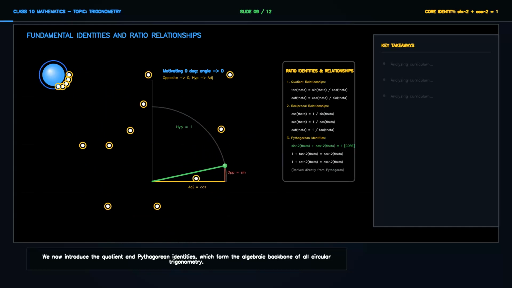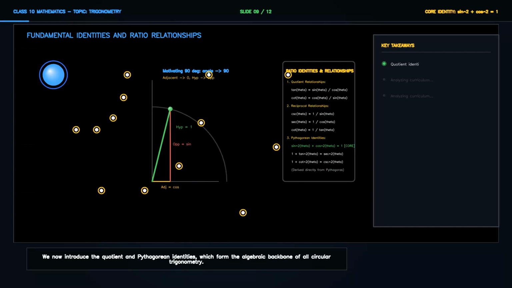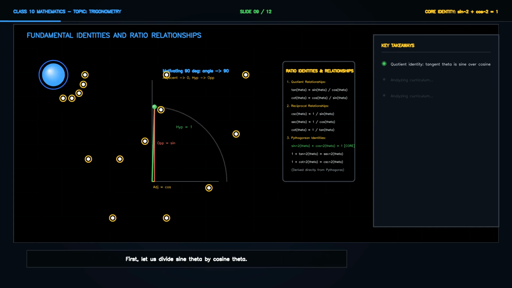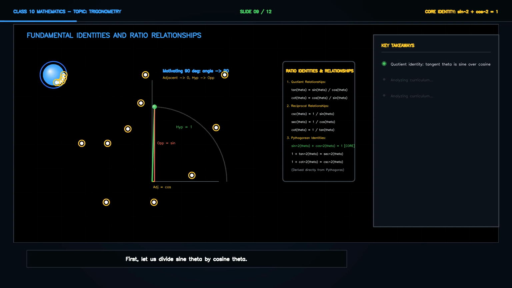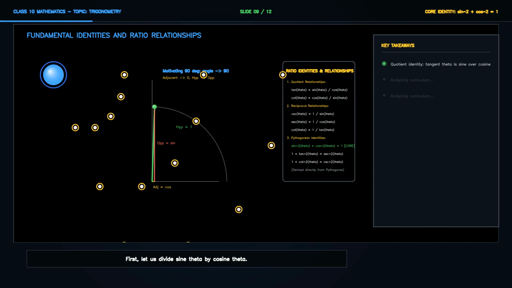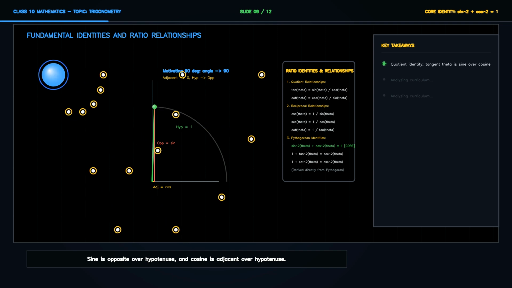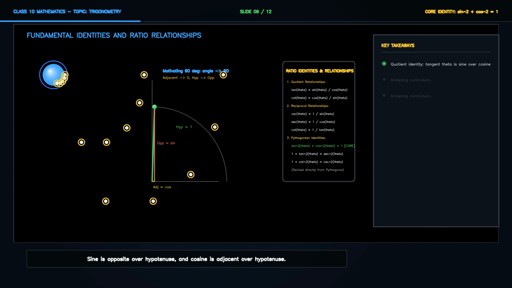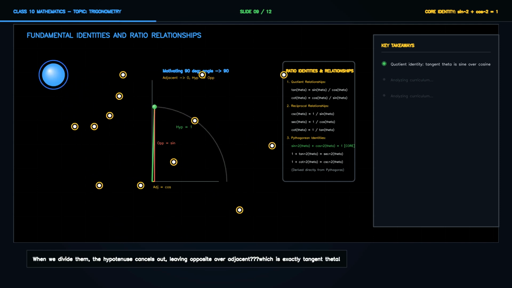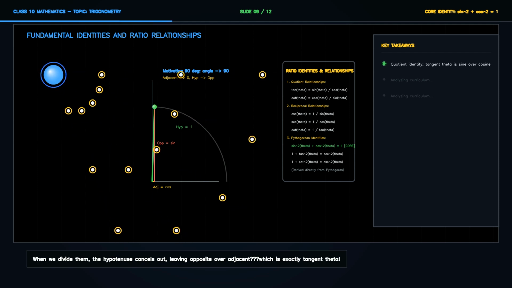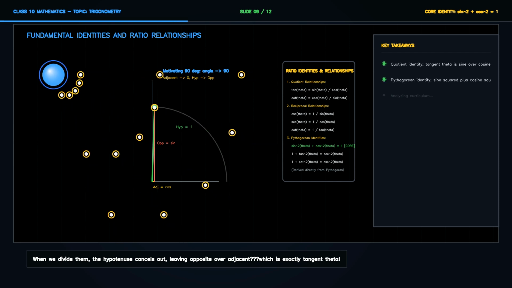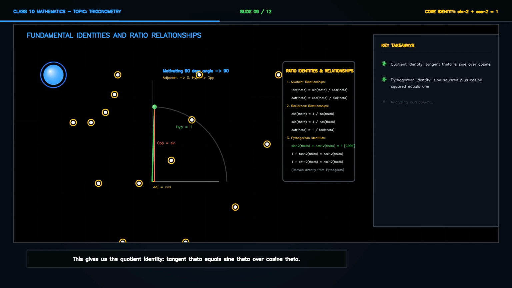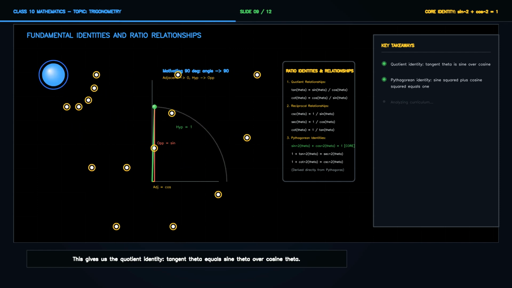We now introduce the quotient and Pythagorean identities, which form the algebraic backbone of all circular trigonometry. First, let us divide sine theta by cosine theta. Sine is opposite over hypotenuse, and cosine is adjacent over hypotenuse. When we divide them, the hypotenuse cancels out, leaving opposite over adjacent, which is exactly tangent theta. This gives us the quotient identity. Tangent theta equals sine theta over cosine theta. Consequently, its reciprocal cotangent theta equals cosine theta over sine theta.